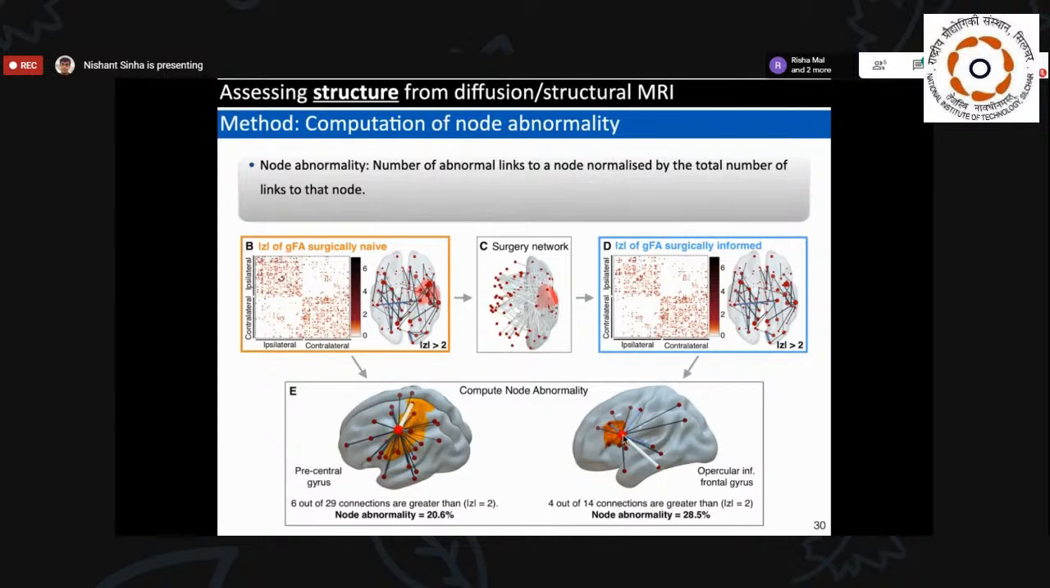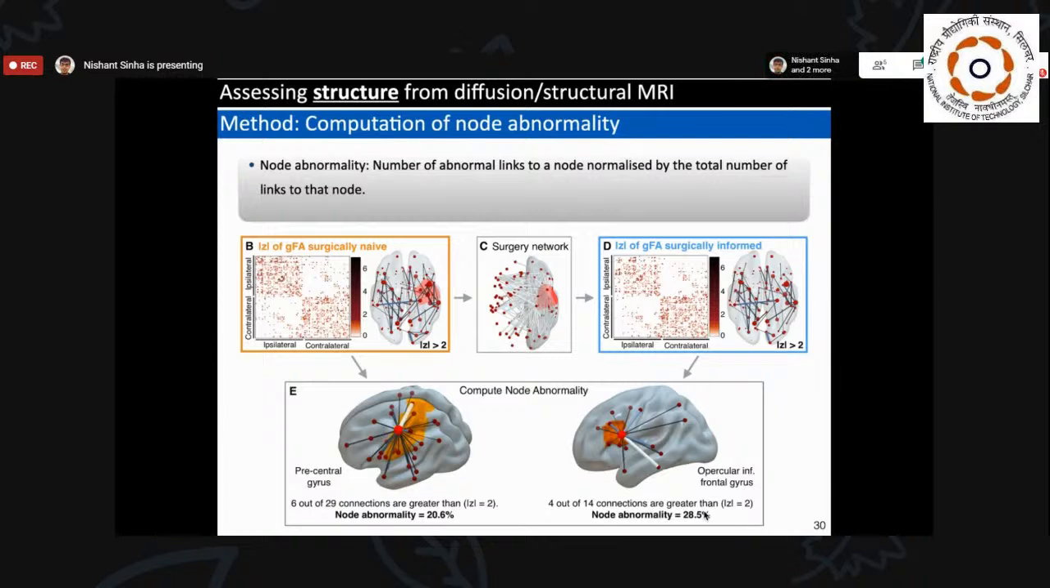So this is an example of how to compute the abnormality in every brain area. Let's say this brain area, which is called the precentral gyrus, color coded here in orange, has six abnormal connections, where abnormality is given for a z threshold greater than 2, as opposed to 29 total connections, which it has. And therefore, the node abnormality is just 6 by 29, which is 20.6%. In this example, this brain area has just 4 connections abnormal, but it has fewer, 14 connections. And therefore, the abnormality here is 4 over 14, which is 28.5%.